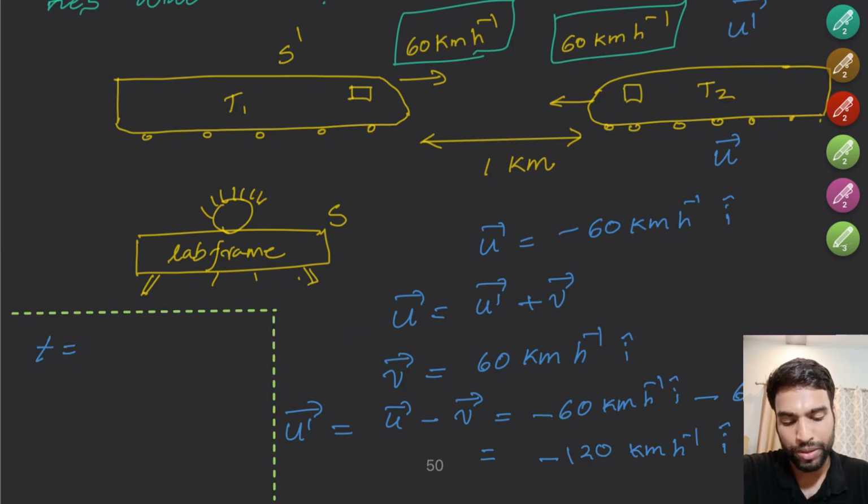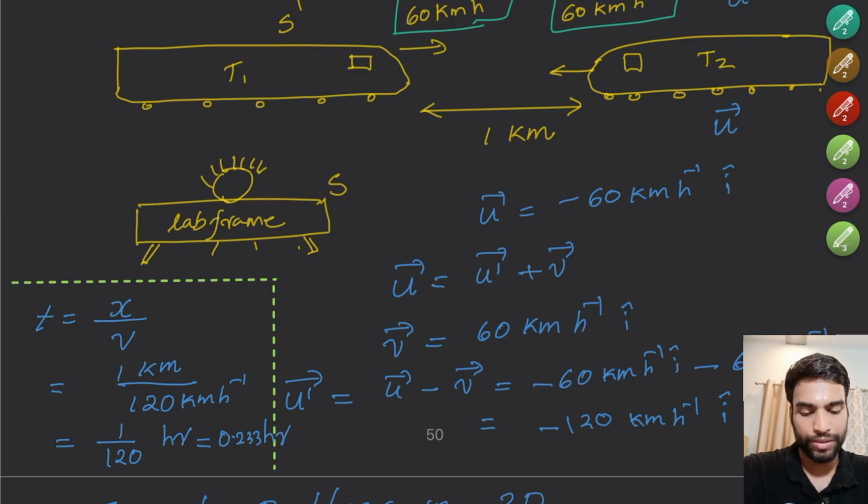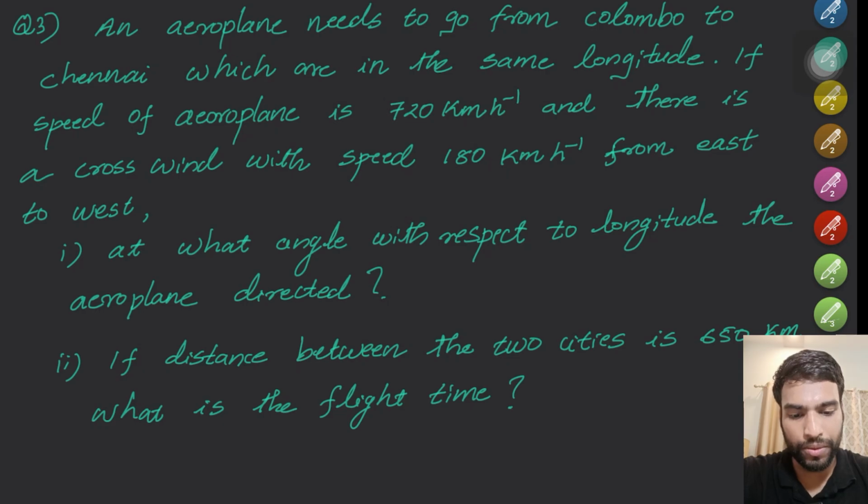The time required will be whatever the distance covered divided by the speed, right? So the distance is given by 1 kilometer and the relative speed is given by negative 120. So let's consider the magnitude only, right? So 120 kilometer per hour. So basically 1 divided by 120 hour, which will be 0.233 hour. Got it? That will be the answer. Right. Now question number 3.